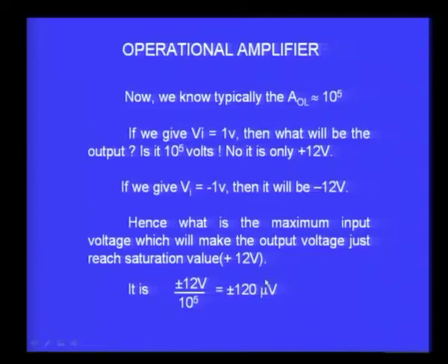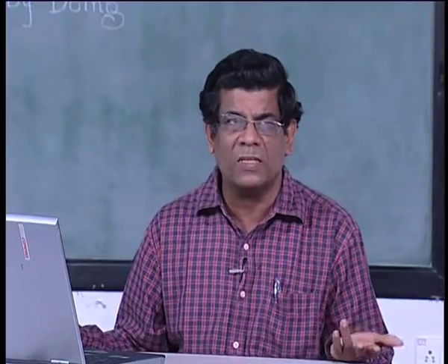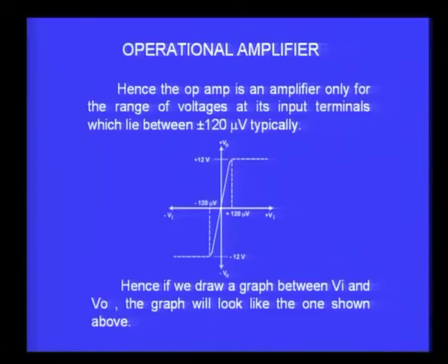That means an operational amplifier will obey the equation V output is equal to AOL into Vi only when the voltage between the two input terminals is plus or minus 120 microvolt or less. Whenever it exceeds 120 microvolt or more, the output voltage will saturate either at the plus or minus, depending upon which polarity of the voltage is higher. So, this is what we call the transfer characteristics of the operational amplifier. I have shown a graph here.